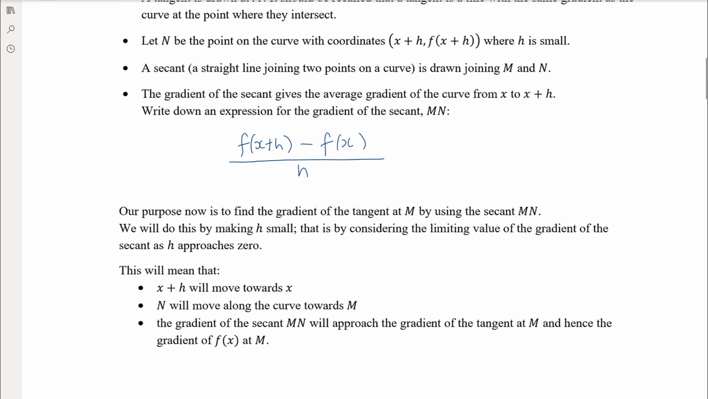So as it says here, once we've got the expression for the gradient of the secant, the blue line, our purpose now is to find the gradient of the tangent at m by using the secant mn. And we will do this by making h small. That is, by considering the limiting value of the gradient of the secant as h approaches 0. This will mean that x plus h will move towards x, n will move along the curve towards m, and the gradient of the secant mn will approach the gradient of the tangent at m, and hence the gradient of the function or the curve at m.